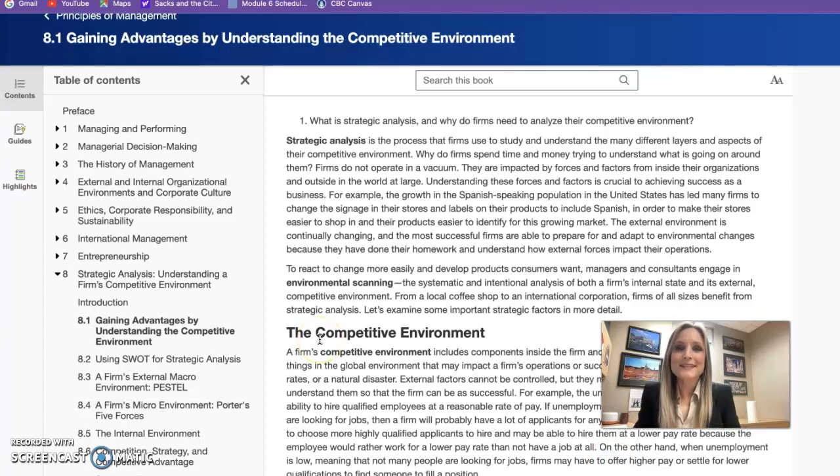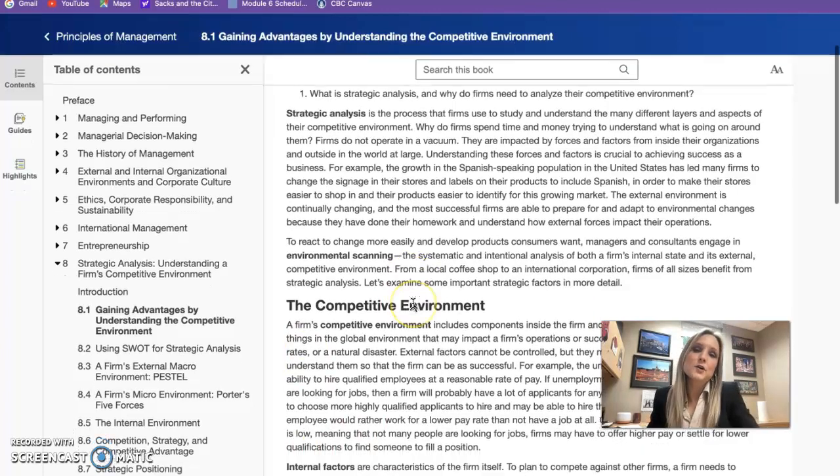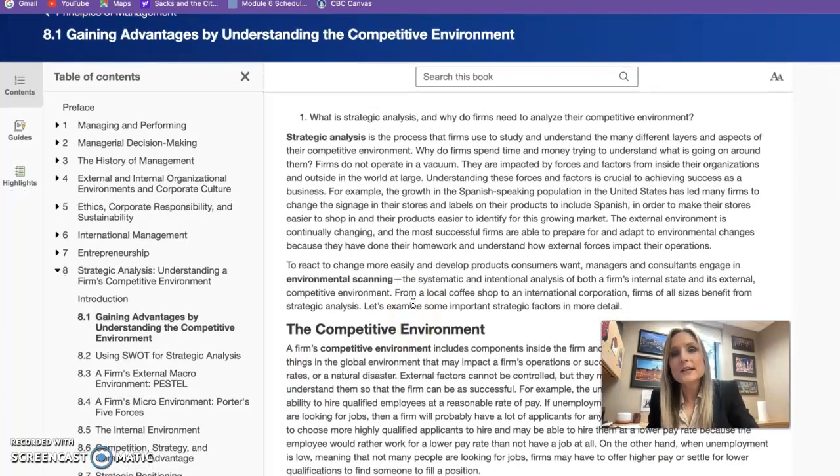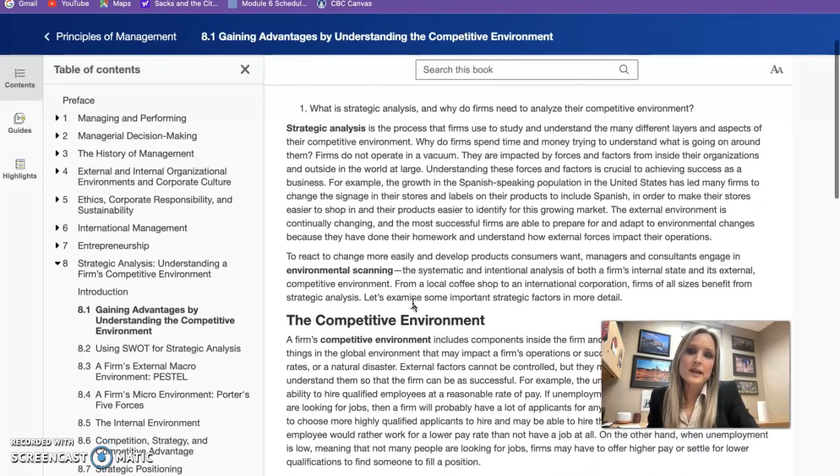Hello, everybody. Today we are going to be looking at Chapter 8, which is all about strategic analysis and why it's important for firms to perform strategic analysis on their companies. And when we talk about strategic analysis, we're really just talking about how companies or organizations really understand the aspects of their competitive environment. And so I'm going to go through some things of the textbook with you while I talk about a few things just to kind of help you navigate.